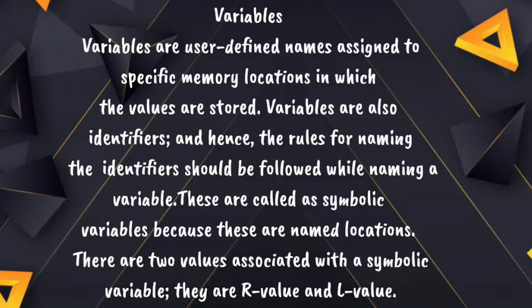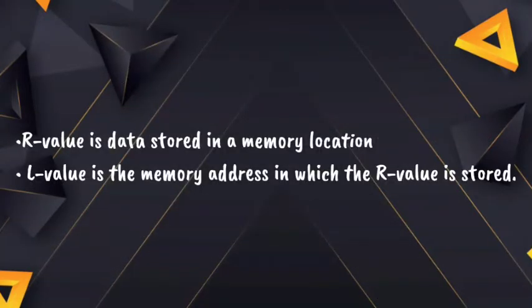Okay, there are two values associated with a symbolic variable. They are R value and L value. R value is data stored in memory location. L value is the memory address in which the R value is stored.